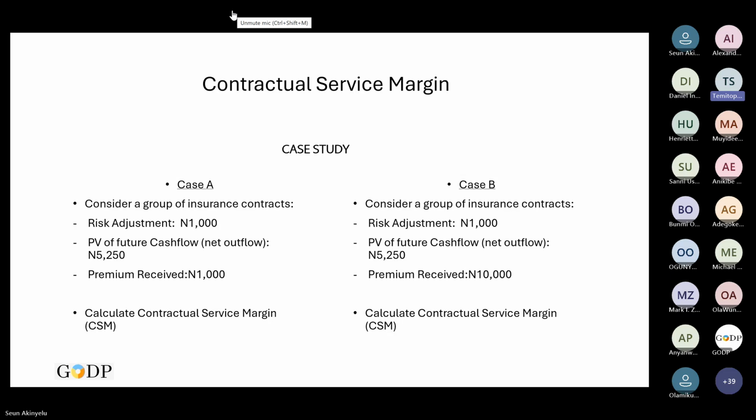Did you hear me? I can hear you. I'm with you. Okay, so I said minus 5,250. But is that you have a CSM of minus 5,250? Yeah, your answer is minus 5,250. Okay, thank you very much. Any other person? Somebody else said 3,250.